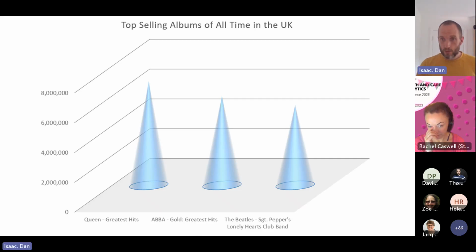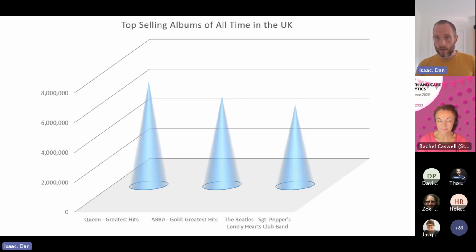To emphasize this point with a data visualization example, I've got this visualization here that I wanted to share with all of you. This is looking at the 3 top-selling albums of all time in the UK. But to make it more exciting, rather than using a boring old bar chart, I used the picker at the top of Excel, and it gave me this option to create this weird conical spotlight chart. I don't know what you would call it.